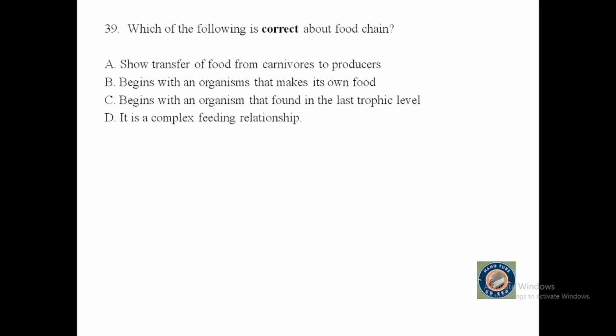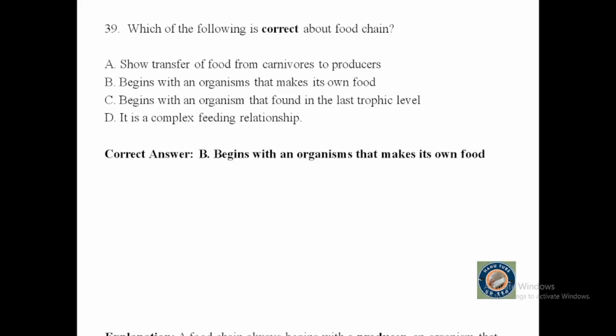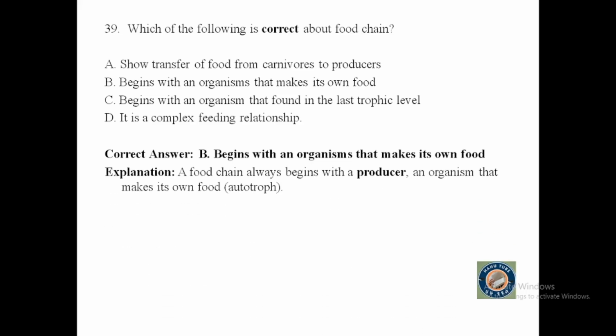Question number 39. Which of the following is correct about food chain? A. Show transfer of food from carnivorous to producers. B. Begin with an organism that makes its own food. C. Begins with an organism that is found in the last trophic level. D. It's a complex feeding relationship. The answer is begins with an organism that makes its own food. A food chain always begins with a producer, an organism that makes its own food, which is an autotroph.